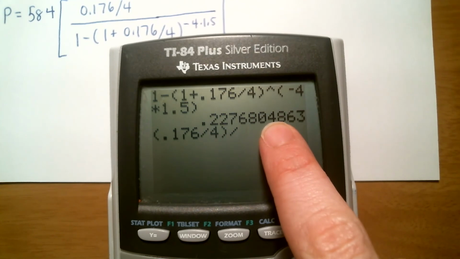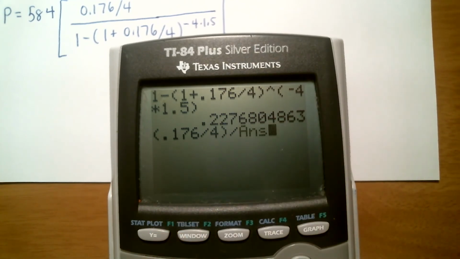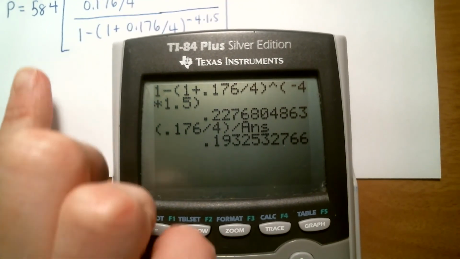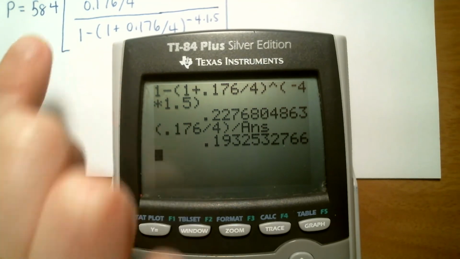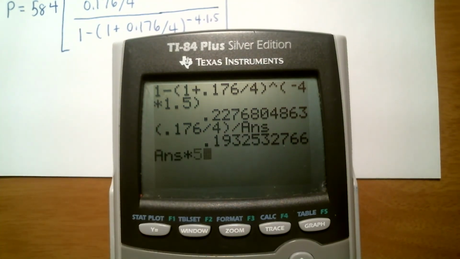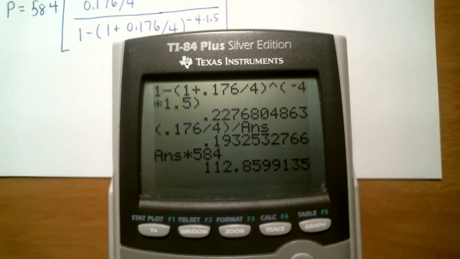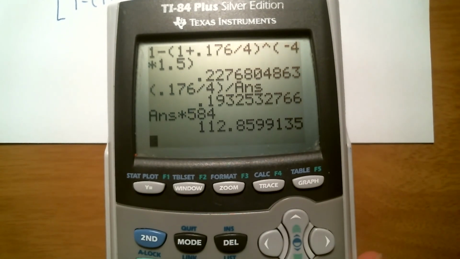I'm going to call up the previous answer by doing second answer, or second negative sign. If you don't like using that feature, you can type in all the digits. You have to carry all the digits. This is going to give us what's inside the brackets. Then we need to multiply that quantity by 584, so we'll do times 584. This is going to give us our quarterly payment.